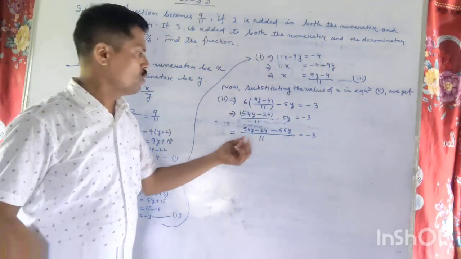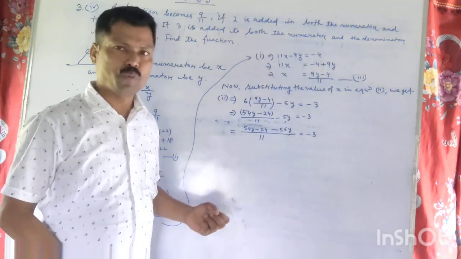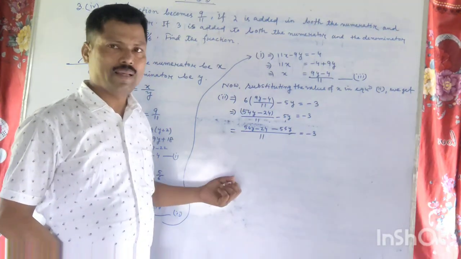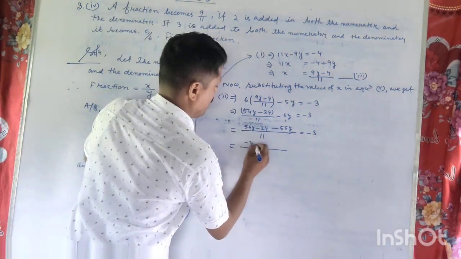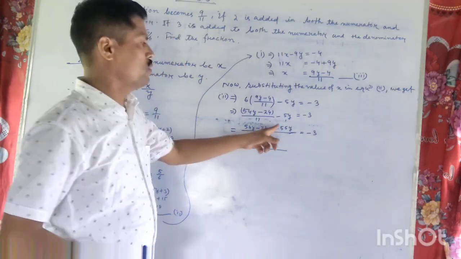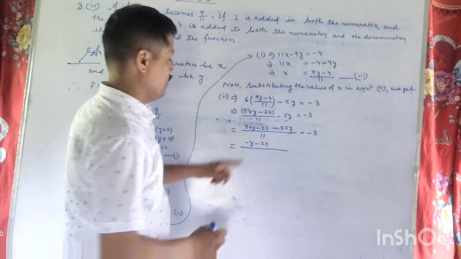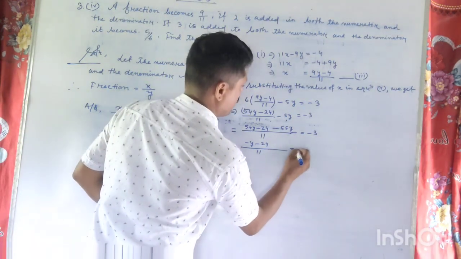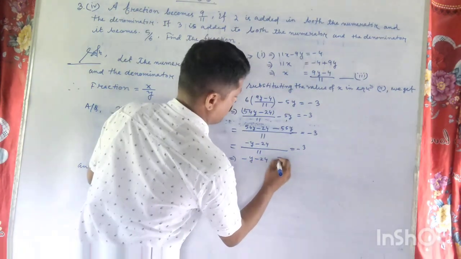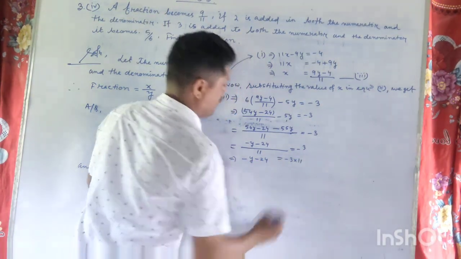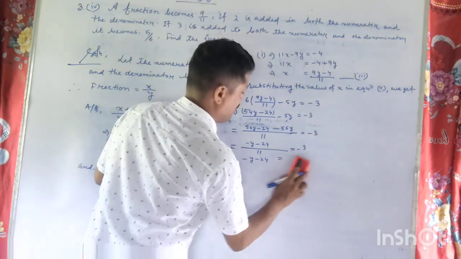So we have 54y minus 55y. 55 is more and 54 is less, so we write minus y, and the minus sign is there because the negative value is more. So minus y minus 24, divided by 11, is equal to minus 3. Now minus y minus 24 is equal to minus 3 into 11. Minus 3 into 11 means minus 33. So we put minus 33 on the right.